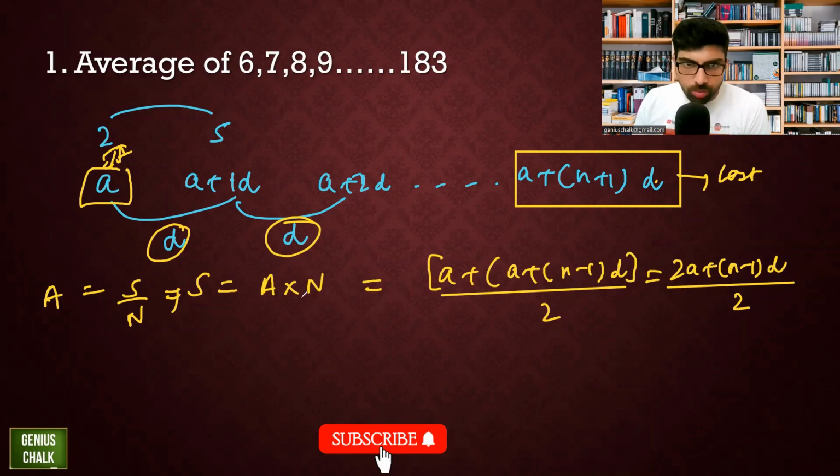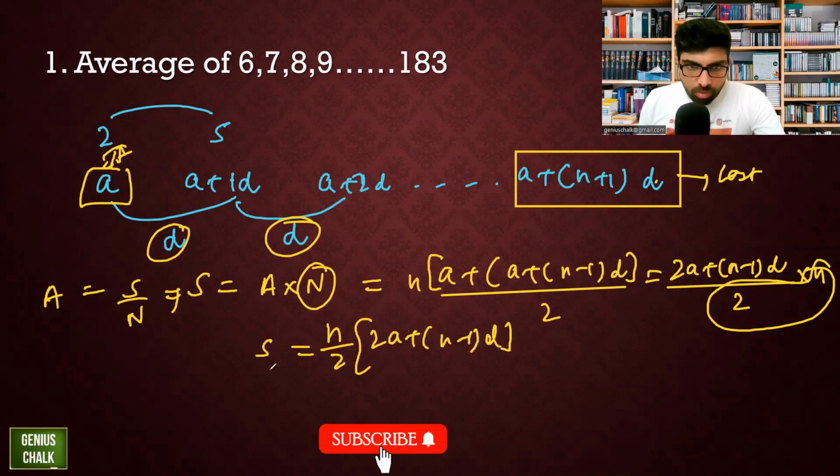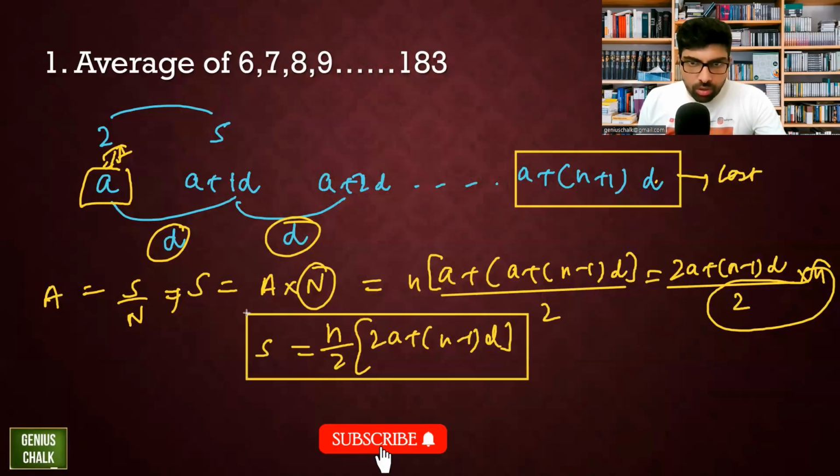Now this also has to be multiplied by the number of things. The number of things is n, so here also I'll multiply by n. So the formula becomes n by 2, then 2a plus (n minus 1) into d. This is what you remember in your AP. This is the sum formula for AP, and this is how we use it.